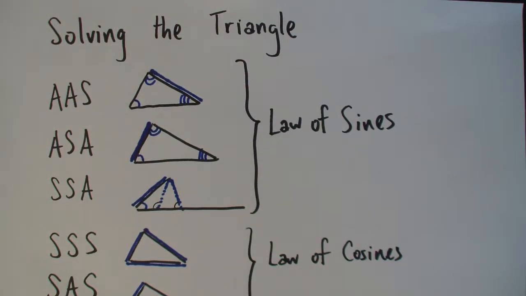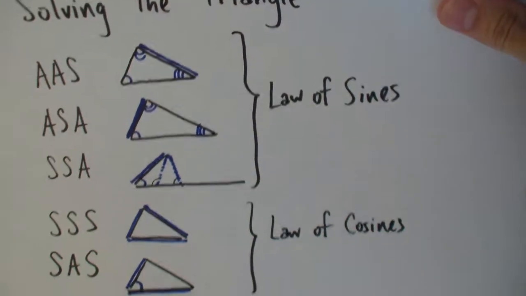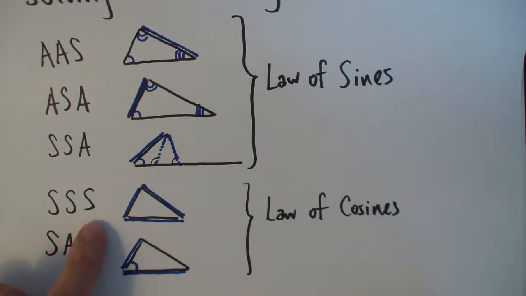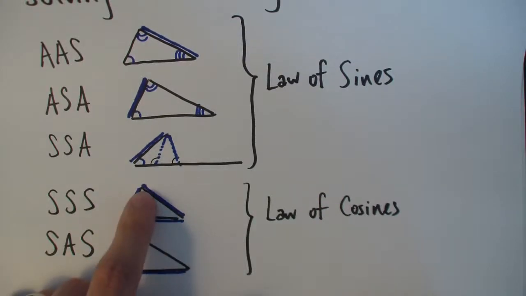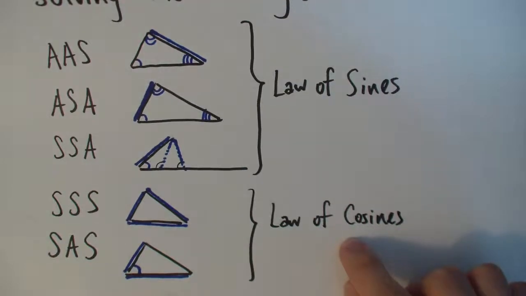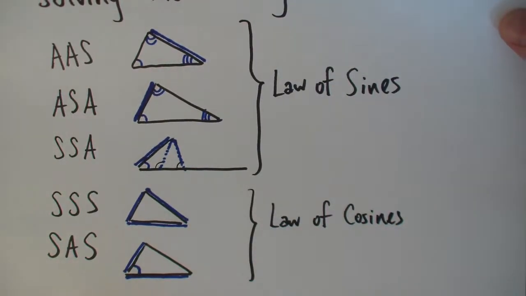When solving the triangle, in two of the cases, we have to use the law of cosines. That is the side, side, side case. We were given the three side lengths, but none of the angles. And in the side angle side case, we are given two sides and the included angle. So those are both examples where we need to use the law of cosines. So let's look at a few examples.